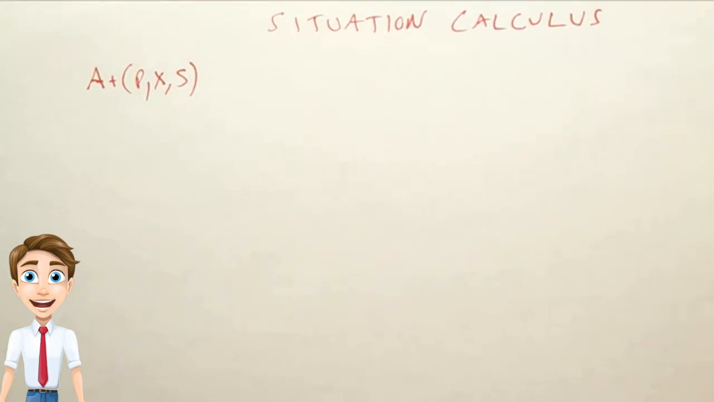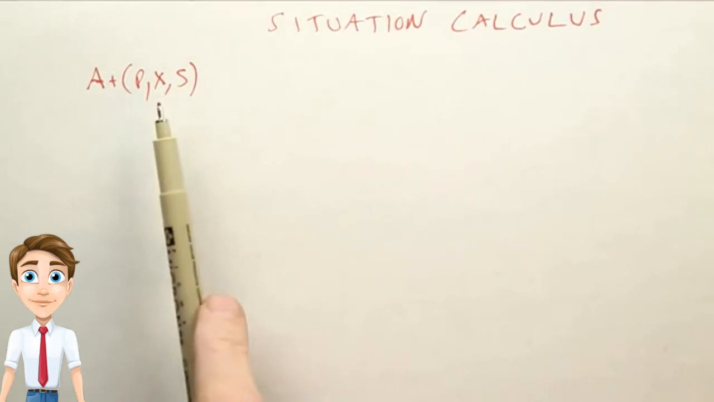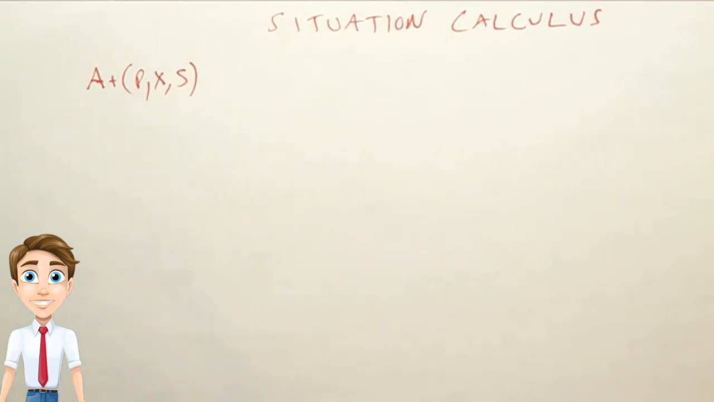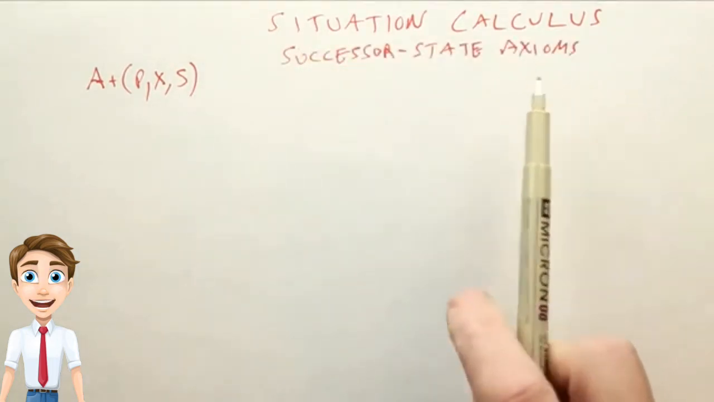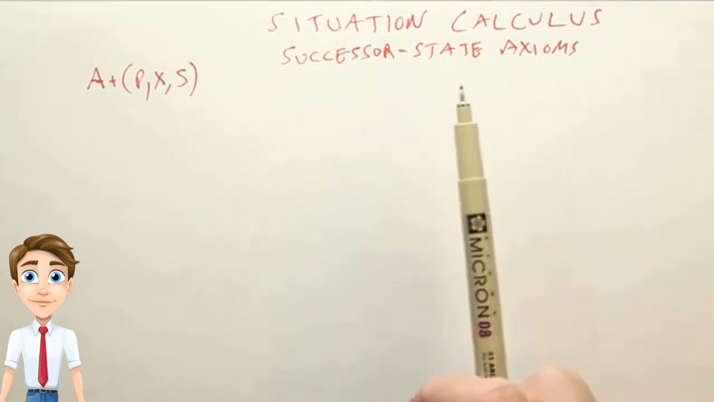Now remember, in classical planning, we had action schemas where we described one action at a time and said what changed. For situation calculus, it turns out to be easier to do it the other way around. Instead of writing one action or one schema or one axiom for each action, we do one for each fluent, for each predicate that can change. And we use a convention called successor state axioms. And these are used to describe what happens in the state that's a successor of executing an action.